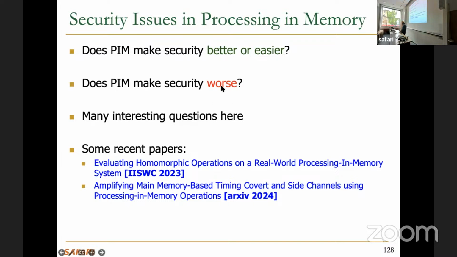Then the question is, of course, can PIM make security worse also? And I think there's a paper that Nisa and Konstantinos have led that looks at timing and covert channels being worse with processing in memory operations, right?